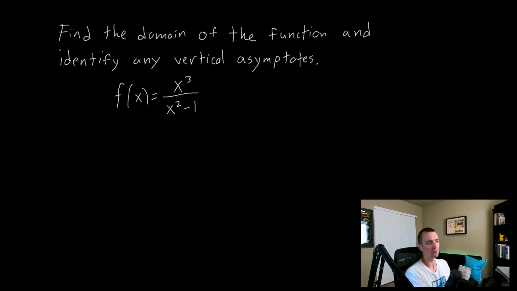So this function is just a fraction where both the top and the bottom of that fraction are polynomials. So when we have a polynomial over a polynomial, we have a rational function. So this definitely is a rational function.